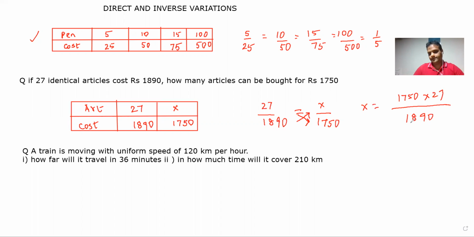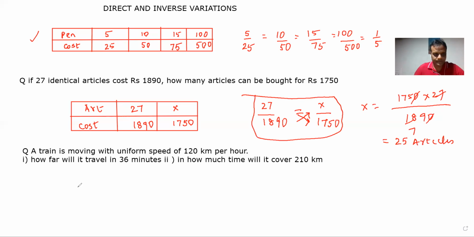That's it. Now it's easy. 1 0 gone, another 0 gone. 27, 7s are 189. And so this comes to 25. 25 what? 25 articles. This is how we solve the questions. In every question, I'm going to do the same. I'm going to make a table. I'm going to plot the things given, and then I am going to use the direct property, which is making their ratios same.